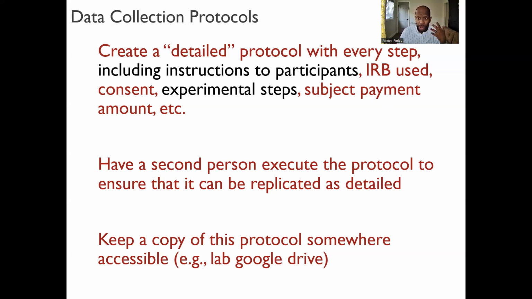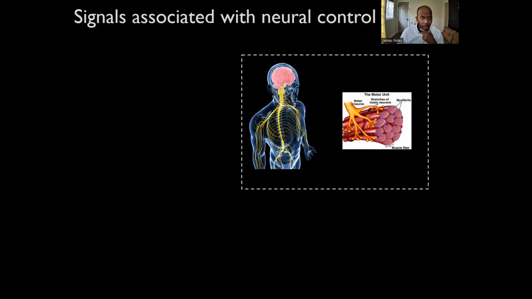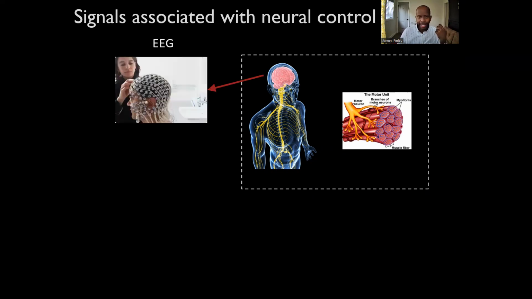So when we talk about understanding your measurements, oftentimes one of the first things you want to do is to be really thoughtful about the signals that you are recording. So just as an example, let's say we're interested in the neural control of movement. For that reason, we may record EEG, where we have, again, voltage measurements across space and time.